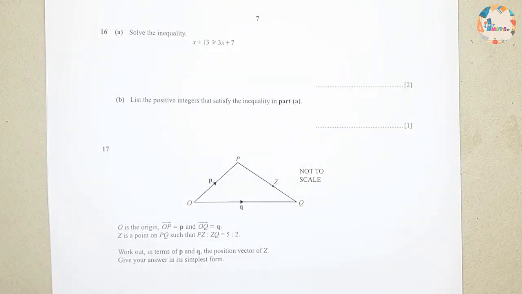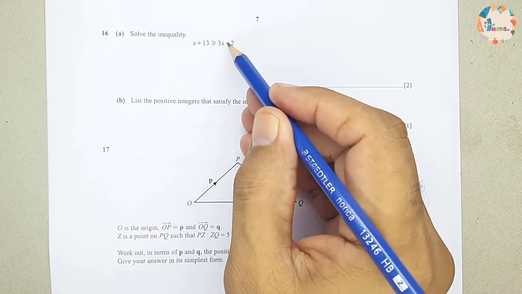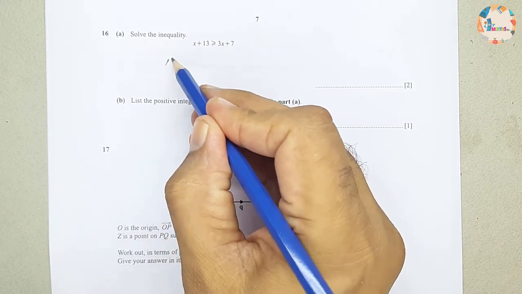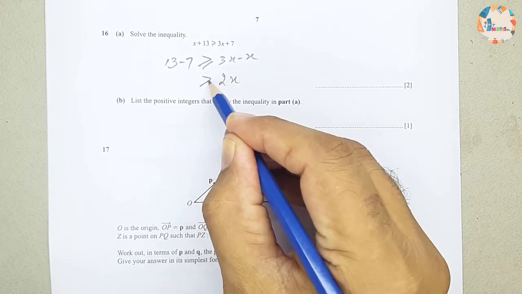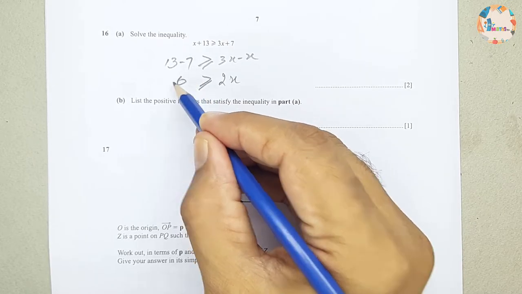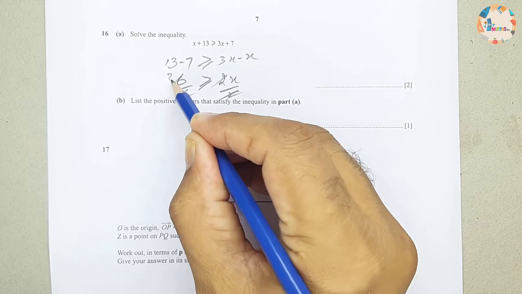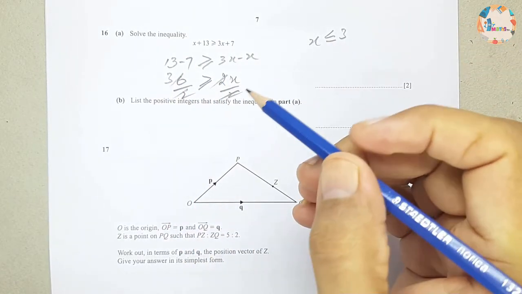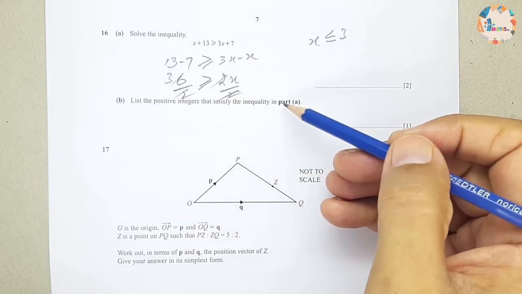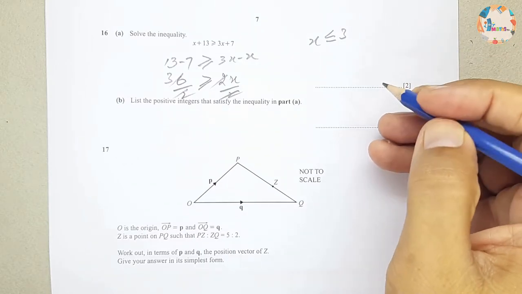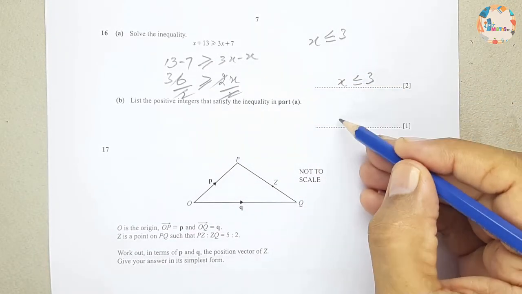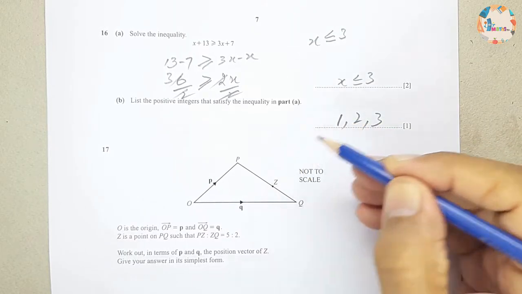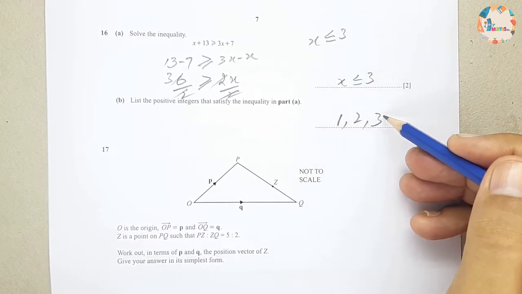Now question number 16, solve the inequality. This is a simple question, only 2 marks. So we'll be shifting this x to this side and 7 to this side. So 13 minus 7 will be greater than or equal to 3x minus x. So this side will be 2x is less than or equal to 6. Now we can divide by 2, this side also by 2, this will be 3. So x is less than or equal to 3, and they are saying list the positive integers that satisfy the inequality. So we have to list numbers which are 1, 2, 3, because they are saying positive, so we cannot go less than 1, and equal to 3 also, so we have included 3 as well.